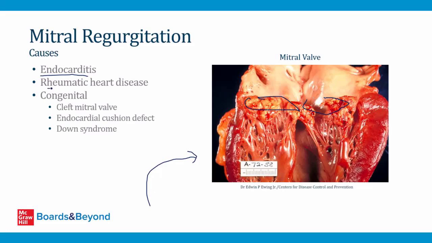As I told you earlier, rheumatic heart disease most commonly affects the mitral valve, and it can lead to either mitral stenosis or regurgitation. And then there are some congenital heart conditions that are associated with mitral regurgitation. One of them is called a cleft mitral valve. This is an example of an endocardial cushion defect. It's common in Down syndrome, and I talk about Down syndrome and all the associated congenital problems with that condition in videos in the genetics section.